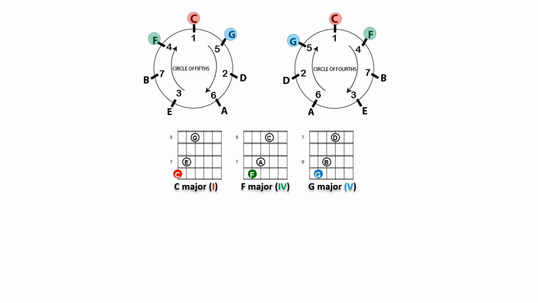In this lesson, we will discuss voice-leading triads in a 1-4-5 chord progression using the circle of fifths. Chords on the first, fourth, and fifth degrees in a key are called primary chords. In the key of C major, the 1 chord is C major, the 4 chord is F major, and the 5 chord is G major.